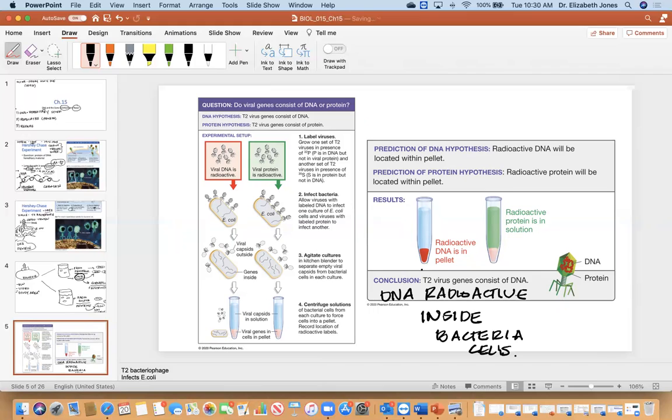Quick note, I think I said T4 bacteriophage before. It is the T2 bacteriophage. Not really a question that I care that much about, not something you're going to find on an exam, but just to correct my misspeak, bacteriophage.